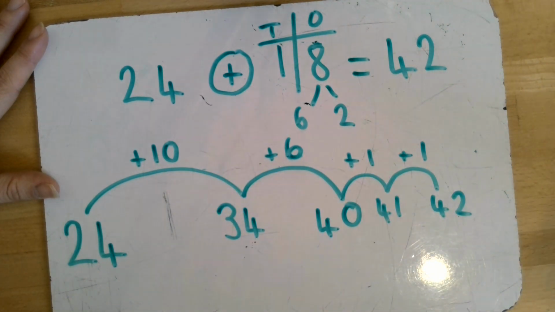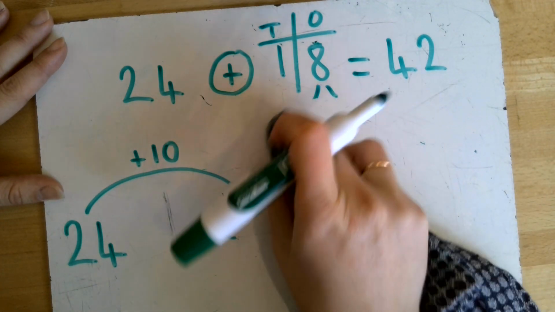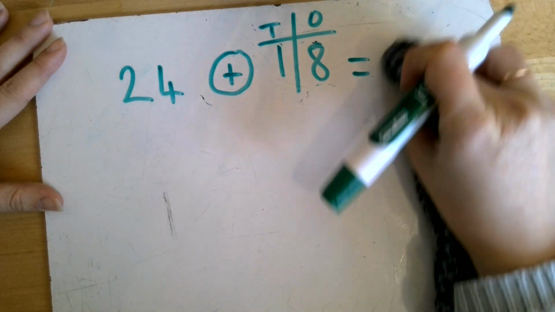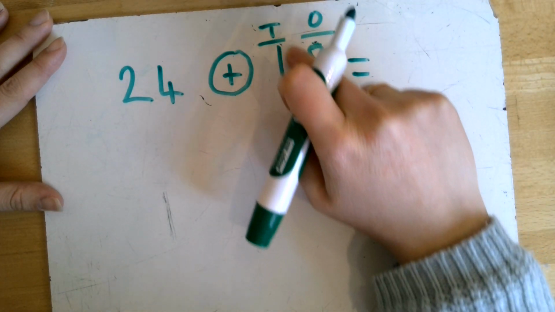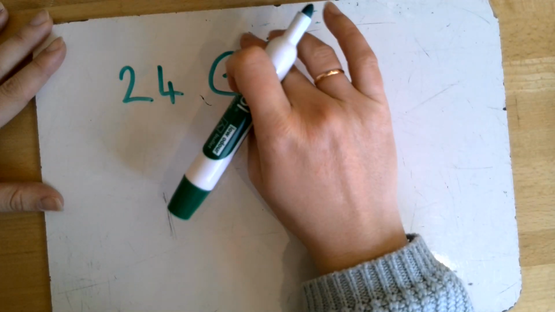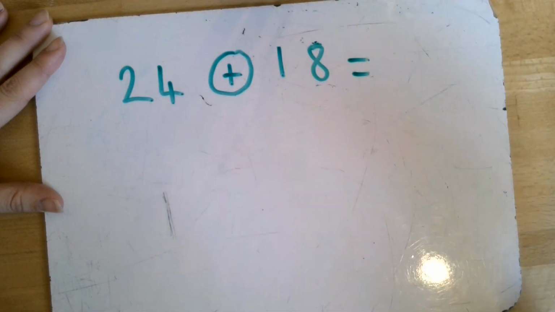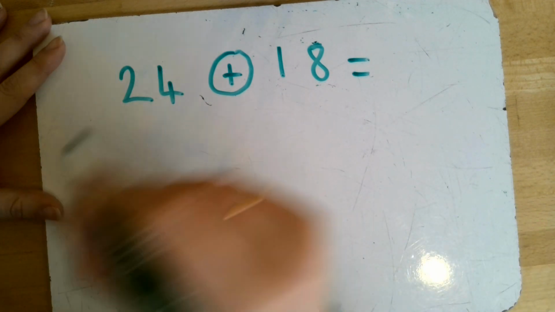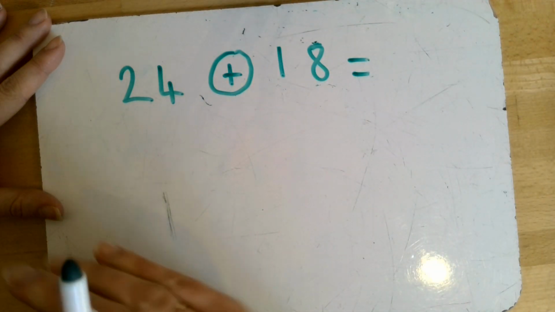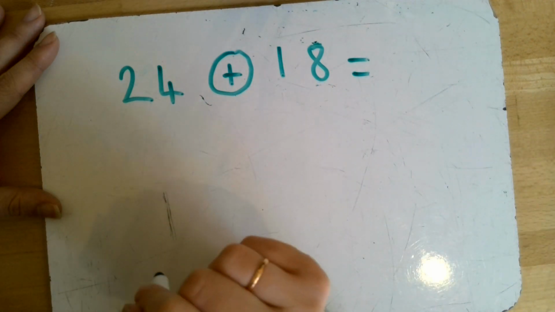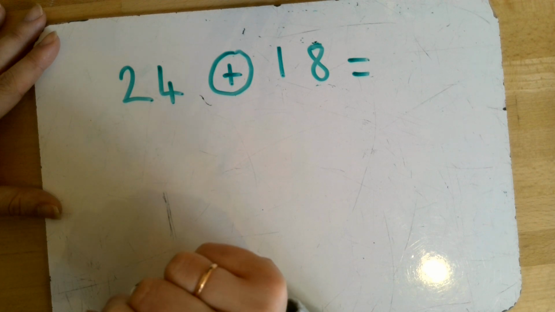Okay, we're going to look at it in a slightly different way now. So I've thought about my equation, I've thought about my operation, I know I am adding, so my answer will be bigger. And this time I am going to start by partitioning my two numbers, and that means splitting them out into their parts. So this time I'm going to split them into tens and into ones.